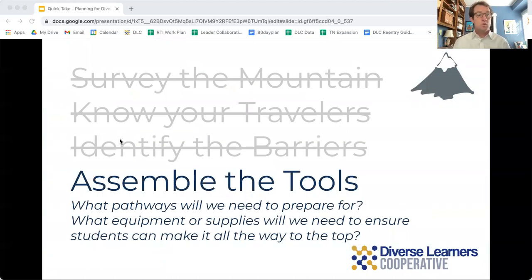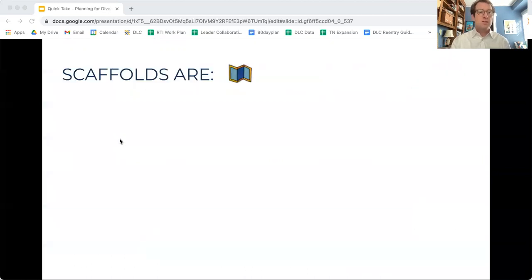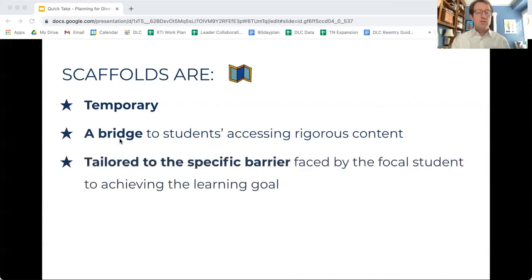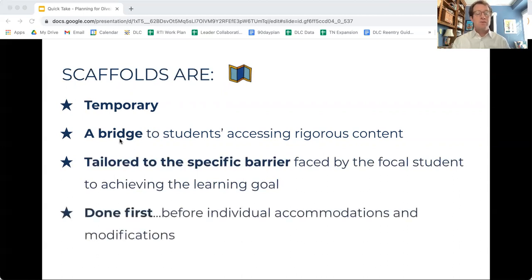It's just assemble the tools. Specifically, what pathways will we need to prepare for? What equipment or supplies will we need to ensure that Alex can make it all the way to the top, if you will, and meet the grade level learning goal? So we're going to need to come up with some specific strategies. We call them tools, but they're what we call scaffolds. And scaffolds are temporary. They're a bridge to students accessing rigorous content. They're tailored to the specific barrier, and they're done first.